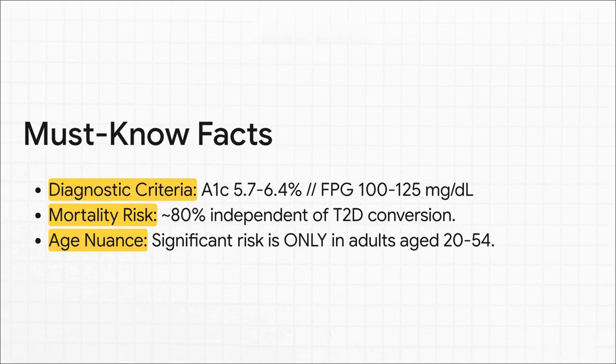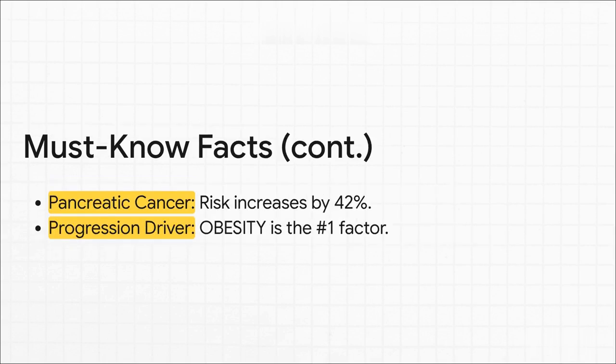Second, that independent mortality risk. Remember, about 80% of the risk has nothing to do with getting diabetes. And third, that risk is really only significant in younger adults, aged 20 to 54. That's a huge point for prioritizing patients. Fourth, don't forget the cancer link, a 42% increased risk of pancreatic cancer. And finally, number 5, the biggest driver of progression is obesity. It's the number one factor pushing people over the edge because of its direct hit on insulin resistance and beta cell function.